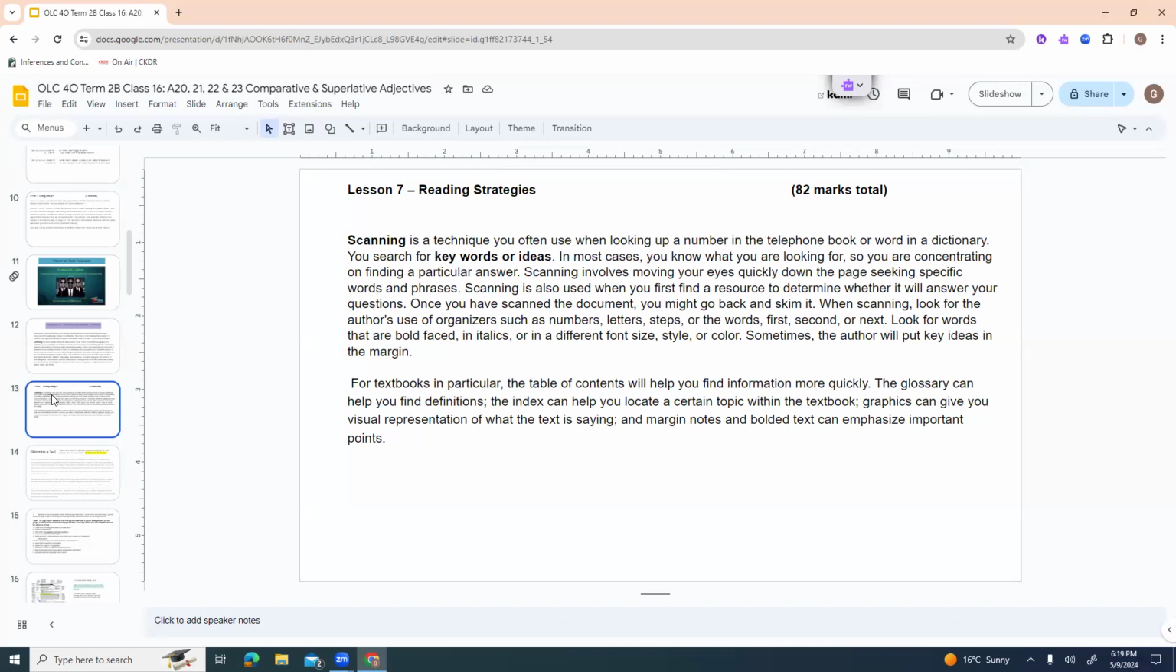The index can help you locate a certain topic within the textbook. And different types of graphics can give you a visual representation of what the text is saying. And they often will take it a little step further and show you more information, right? Margin notes and bolded text can help emphasize important points.